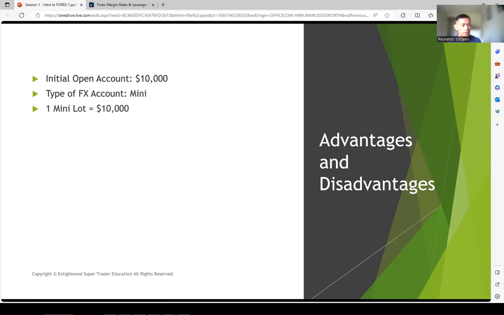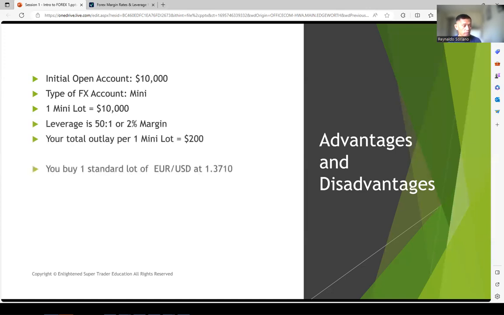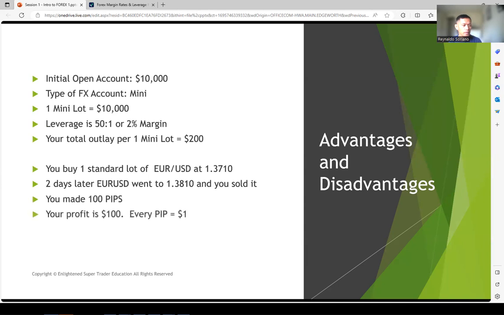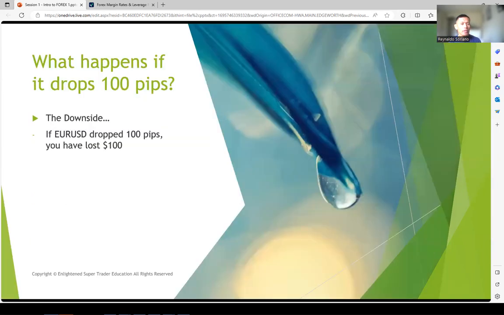What happens now if you have a mini account, you're trading mini, but you still have the same $10,000. 1 mini lot is 10,000, leverage still 50-to-1, outlay is now $200. So same scenario, you're buying the euro US dollar. 2 days later, it went up 100 pips. So you profited $100, because in a mini lot, every pip that goes up is $1. Every pip that drops is also $1. So your return on investment never changes, still 50% ROI. The downside on this one is that you lost $100, but you only lost 1% of your account. So 10% compared to 1%, that's quite a big difference.